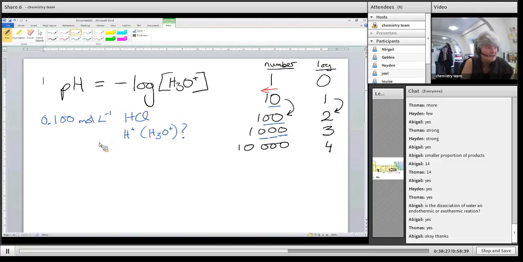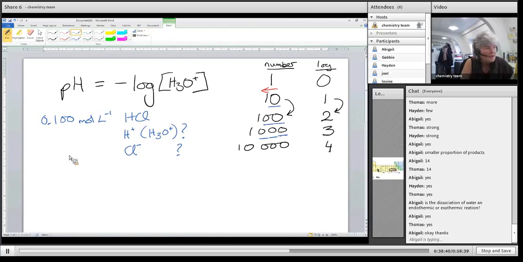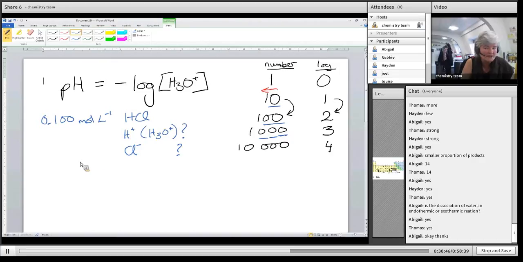So Abigail is typing. Stop typing. And we can also say how much chloride ion have I got. So if I had 0.1, remember the HCl breaks up completely into H plus ions and chloride ions. So how much have I got of each ion?